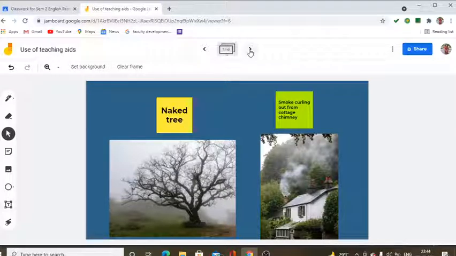The teacher displays the picture of smoke curling out of the chimney of a cottage and says, this picture depicts smoke curling out of a cottage chimney. But why are the trees called naked? A student replies, because they are leafless. The teacher says, very good.